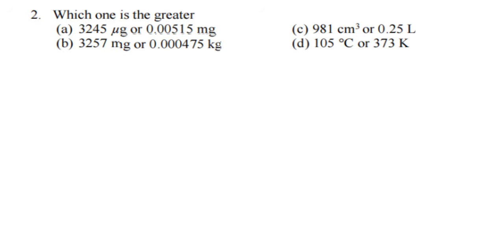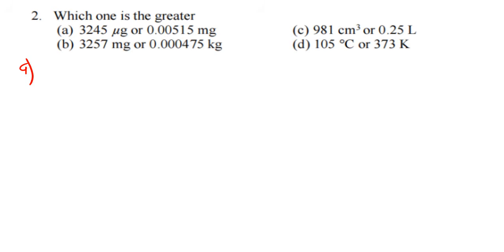Let's come to question number 2. Which one is greater? So we've got all these questions there. Let's start with the first one. For A, we've got this one, 3245 micrograms. Then the other one is, okay, so basically micrograms and milligrams. So what do we then do?